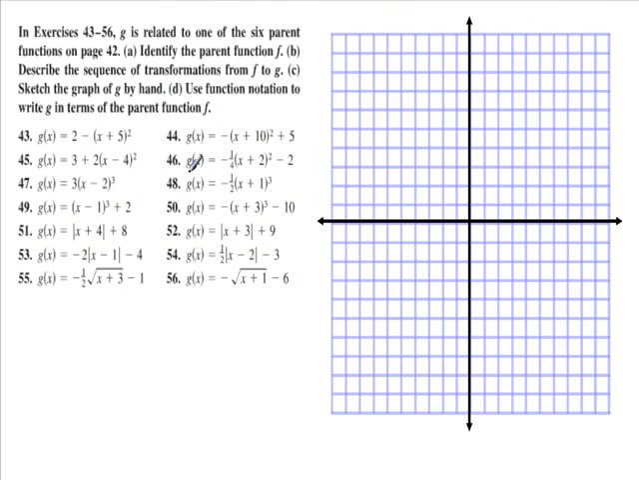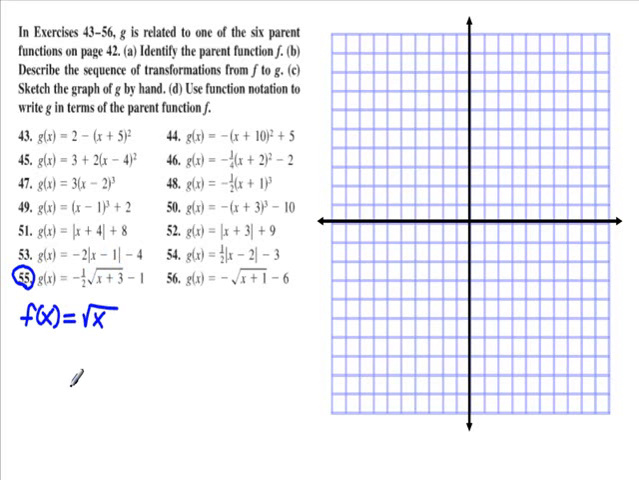Now, these are some more where you're describing the transformation and kind of doing what we started out doing. So let's just review a couple more of these to make sure you're pretty comfortable with it. Let's do like 55, because that has a lot of the transformations here. It has g of x is equal to -1/2 times the square root of x plus 3 minus 1. So let's first describe what's going on with that parent function. Our parent function is the square root of x.